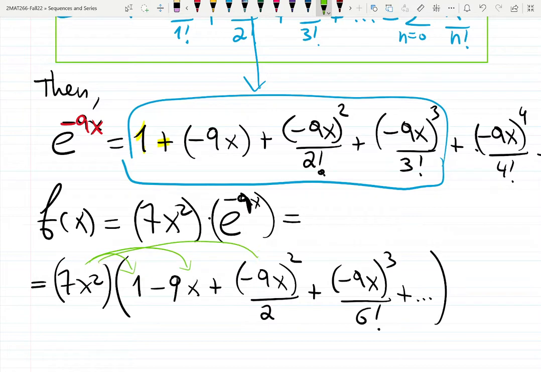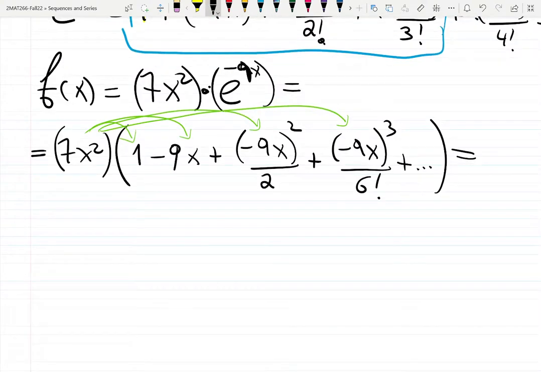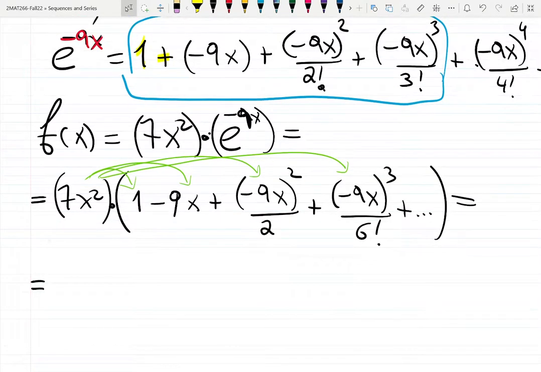Distribute, distribute, distribute, distribute. And this is how you get an infinite series for a function you actually need, which is a product of 2 functions, a polynomial and exponential. 3 factorial, 6, thank you, yeah. Erase this, 6 factorial, thank you. Nice, good job for paying attention.